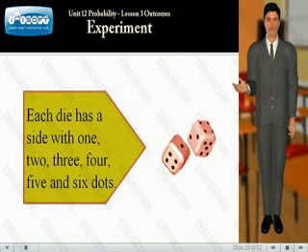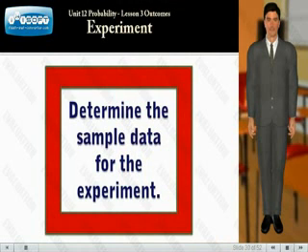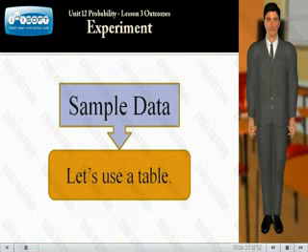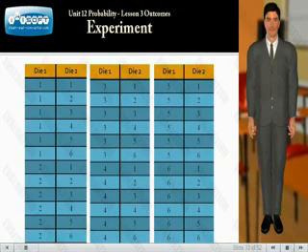Now each die has a side with 1, 2, 3, 4, 5, and 6 dots. So I want to determine the sample data for the experiment. Now for this sample data, let's use a table. So I'll set up my table.